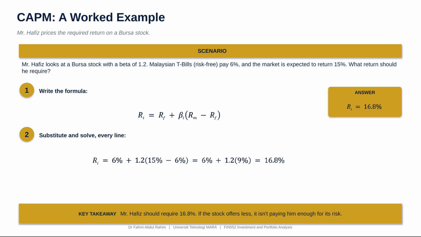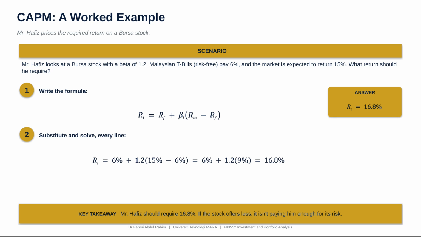Step 1. Write the formula. The required return R sub I equals the risk-free rate R sub F plus beta times the bracket of market return minus risk-free rate. Step 2. Substitute the numbers and solve, showing every line. The risk-free rate is 6%, beta is 1.2. The bracket 15% minus 6% equals 9%, which is the market risk premium. So we have 6% plus 1.2 times 9%.